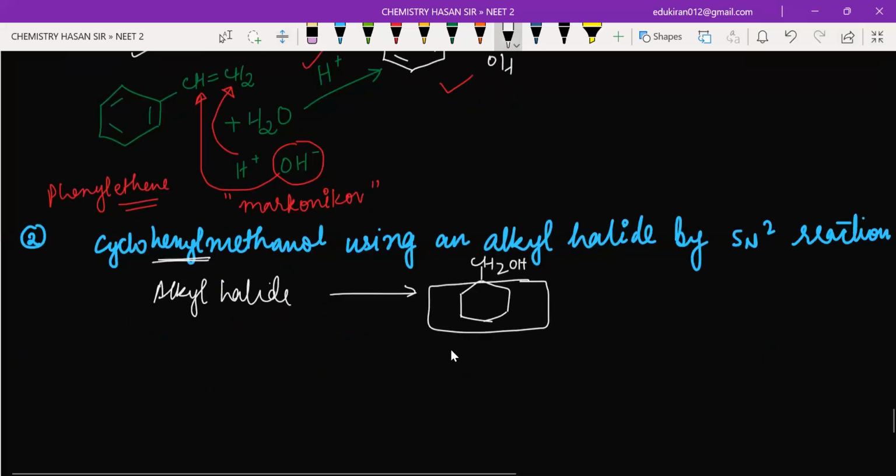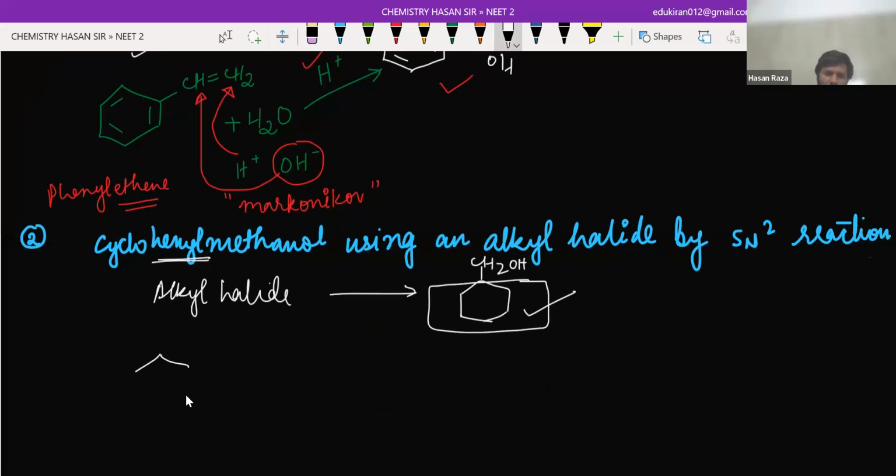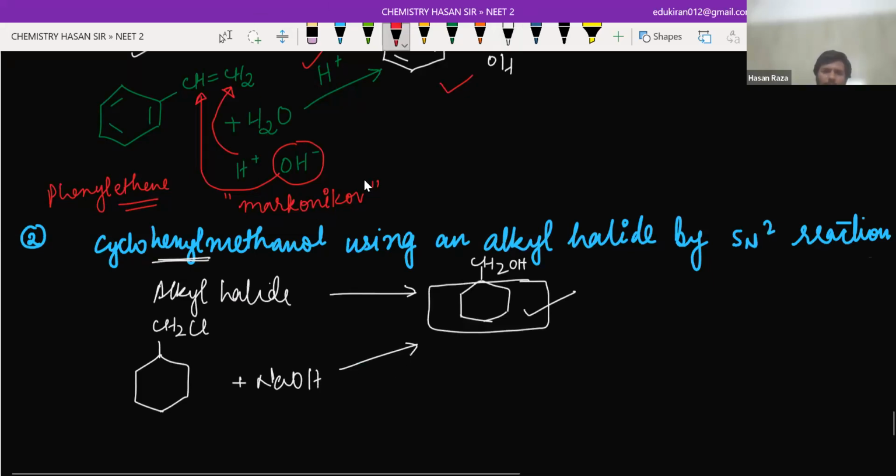Yes, sir. Now, an alkyl halide, we need this, so I'm just going to take this and you are going to treat this. Again, benzene, I made it. Now, what you need to do, just take CH2Cl and you are going to treat this with NaOH. So, you know what will happen here. Basically, this is negative because chlorine is more electronegative. This is positive. This will be negative. This will be positive. So this will go and attach with this, and this is how you will get cyclohexyl methanol. I hope this is clear to both of you. Yes.